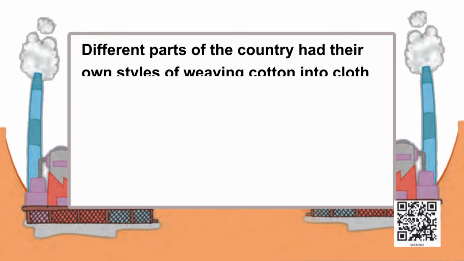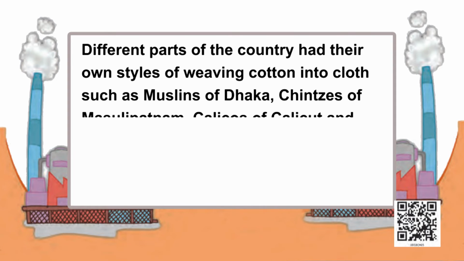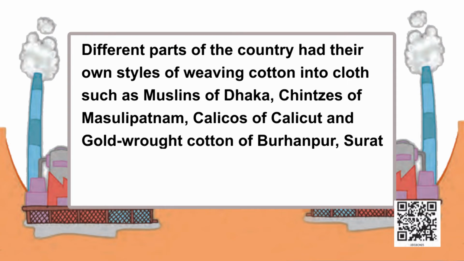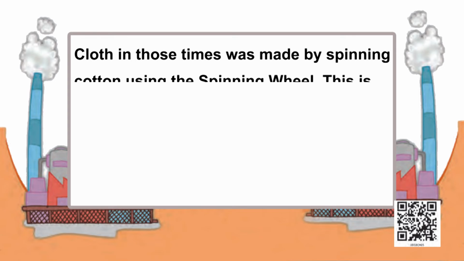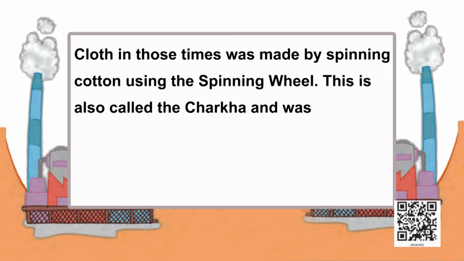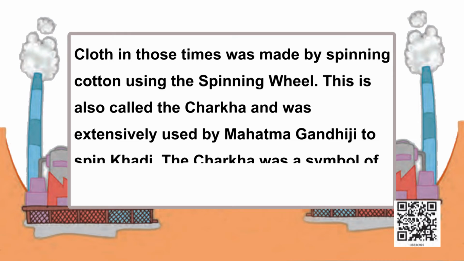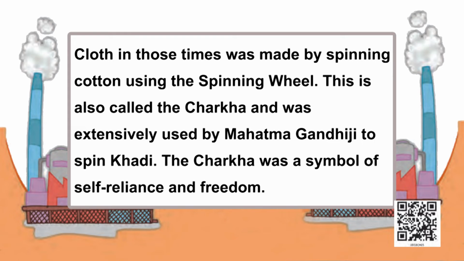Different parts of the country had their own styles of weaving cotton into cloth, such as the muslins of Dhaka, chints of Masulipatnam, calicos of Calicut, and the gold-wrought cotton of Burhanpur, Surat and Vadodara, which were known worldwide for their quality and design. Cloth in those times was made by spinning cotton using the spinning wheel. This is also called the charkha and was extensively used by Mahatma Gandhiji to spin khadi. The charkha was a symbol of self-reliance and freedom.